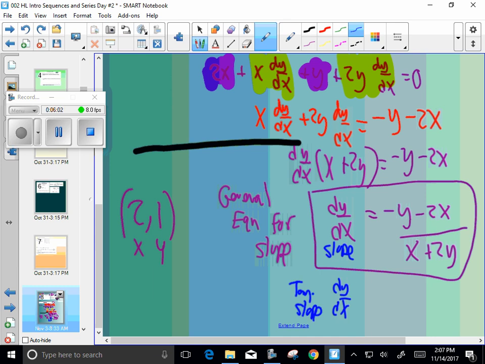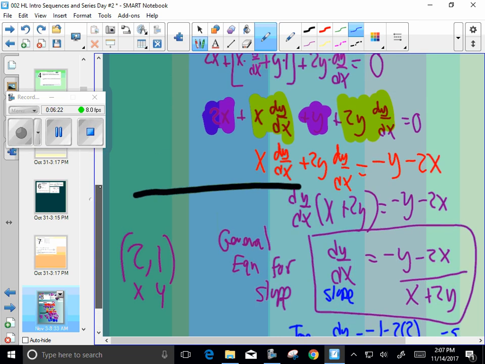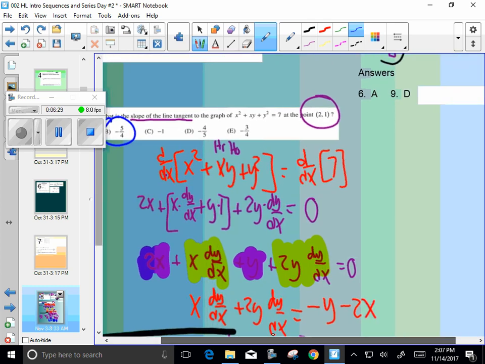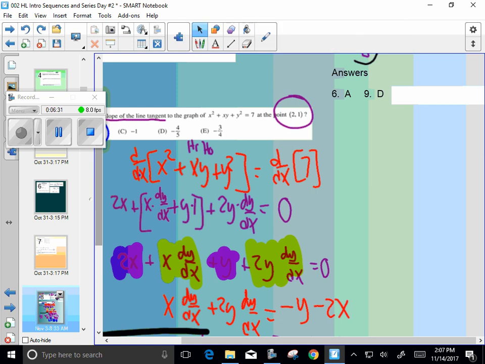Okay? So now we put this in, and we're going to find the tangent slope. It is negative 1 minus 2 times 2 over 2 plus 2 times 1. Or it's just going to be negative 1 minus 4, which is negative 5. 2 plus 2 is 4. I hope one of those answers is negative 5/4. Is it? B. And is it right? Oh, yeah.